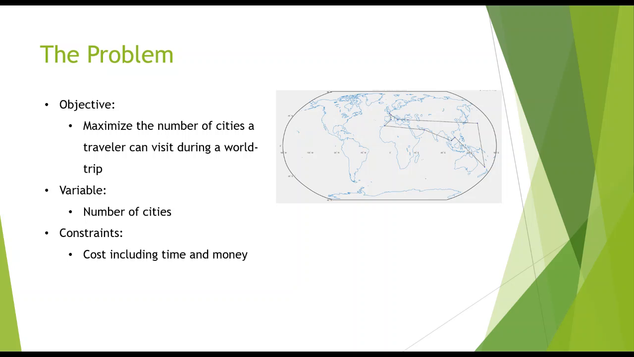In the real-world model, the objective of the problem is to maximize the number of cities a traveler can visit during a world trip. The variable is the number of cities, and the constraints for the problem are the costs, including time and money. The number of cities can potentially affect the total cost in multiple ways.